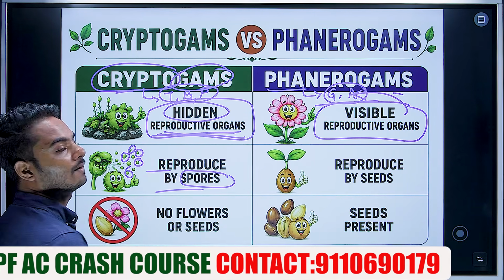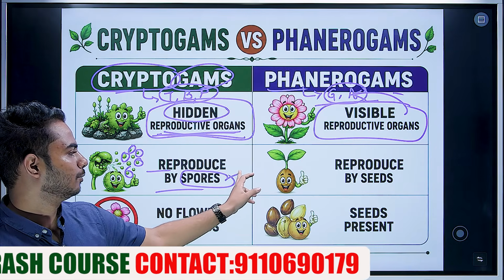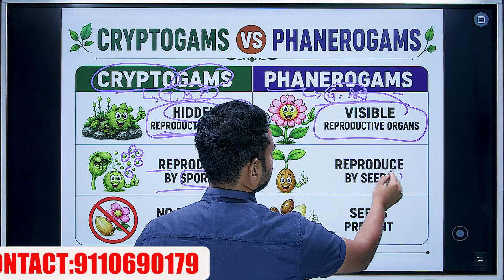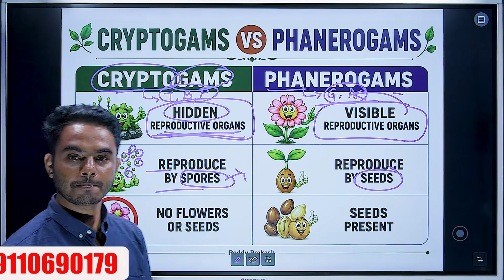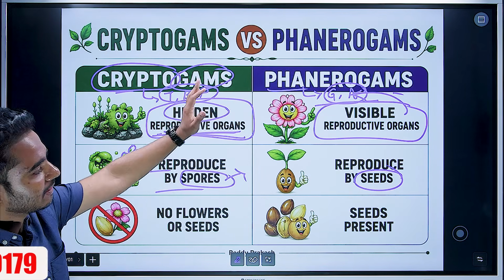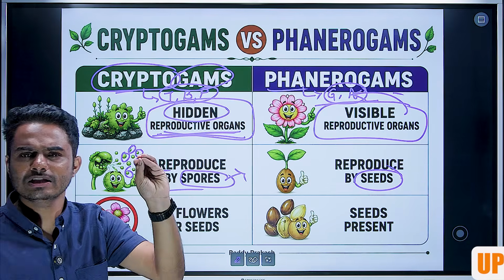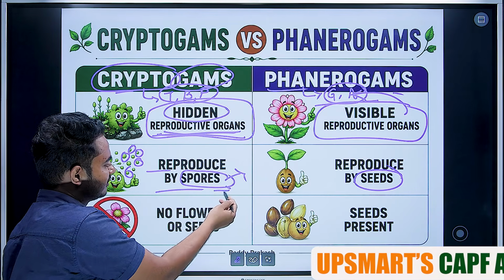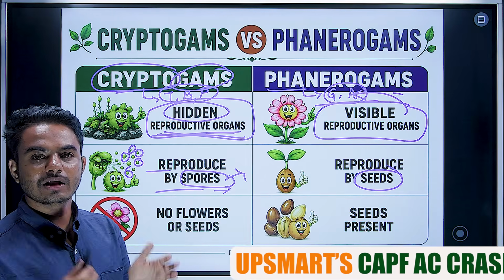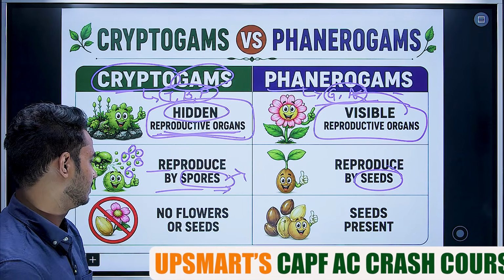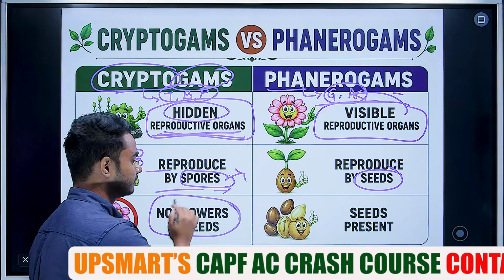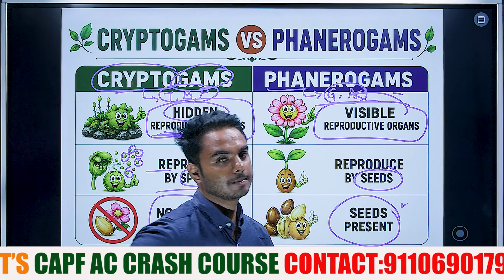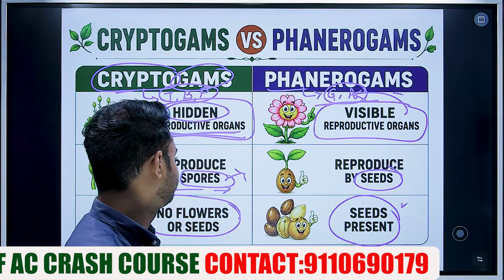This will disperse and reproduce the next generation. But phanerogams will have seeds, right? They will reproduce through seeds only. Easy. Interconnection. You understand the name, you apply it. Very easy concepts. Next one, cryptogams won't have seeds. They will have spores. Then how will they get flowers? They will not get them, right? Obviously, no flowers or seeds. Here seeds are present. Flowers may be present. Easy, right?